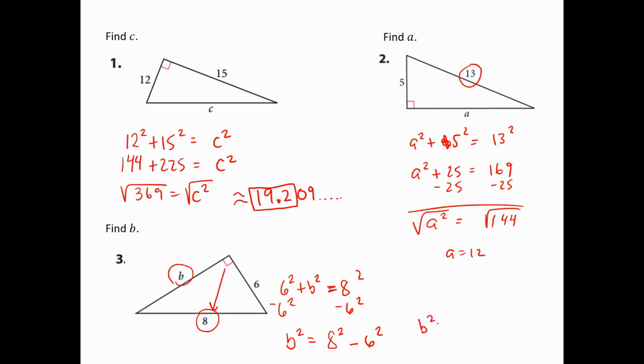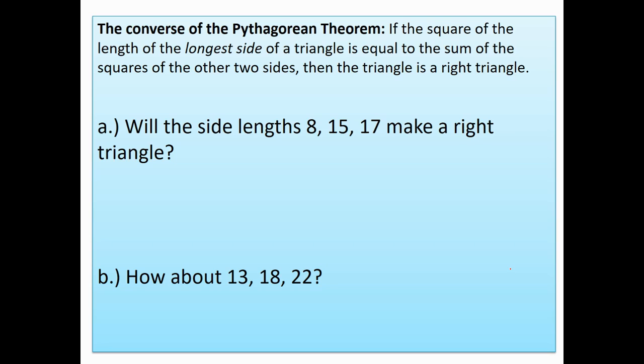So b squared would equal 64 minus 36. 64 minus 36 is 28. And then if that number is not a perfect square, we're going to have to round. So the square root of 28 is about 5.29. So we'll round that to about 5.3.